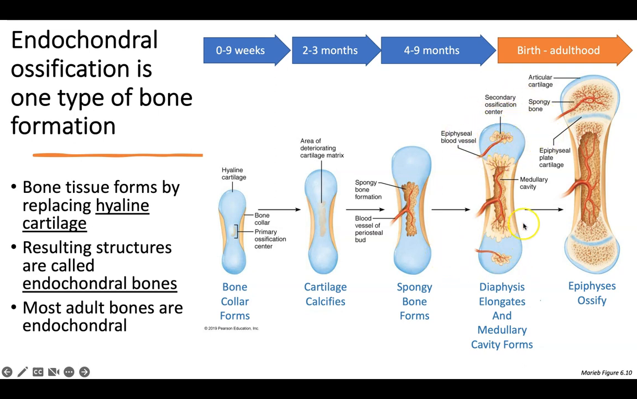The epiphyses are starting to become a little more obvious, but this diaphysis is really getting a lot longer. And then finally, from birth to about that 25 years of age, we're going to start to see the epiphyses ossifying, so they're going to get harder and harder, and the bone is going to continue elongating. So this is all endochondral ossification. Remember, this is defined by bone tissue replacing hyaline cartilage.